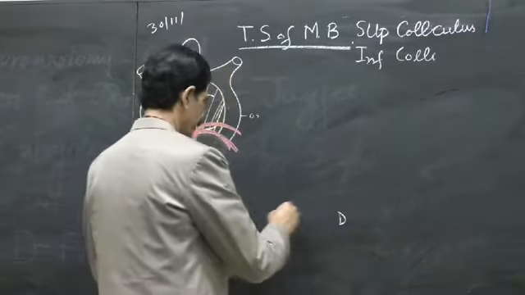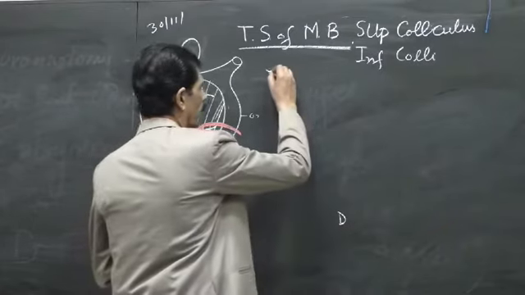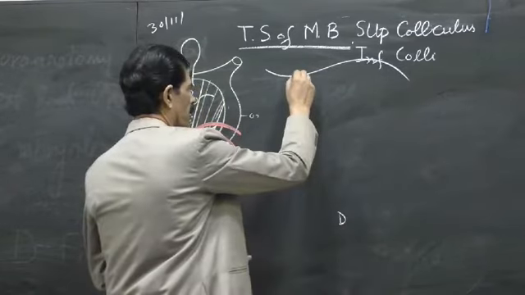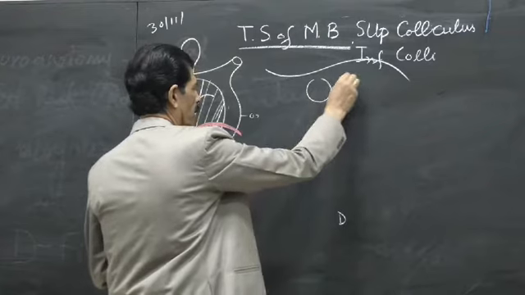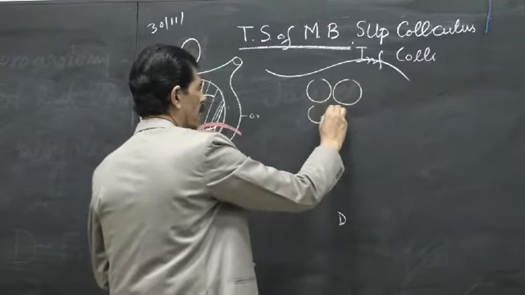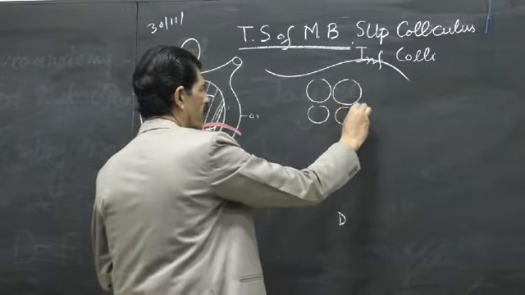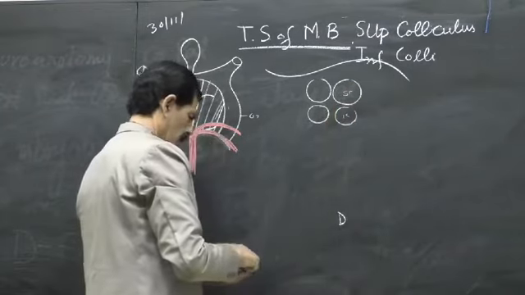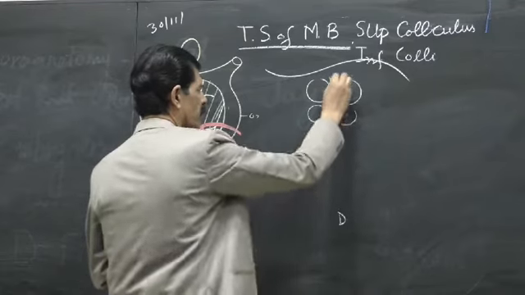Dorsally, what we see here, this is the end of the cerebrum, ventral aspect. Posteriorly, dorsally, there are the corpora quadrigemina, which are the large superior colliculi and the comparatively small inferior colliculi. And they are well separated by the cruciform sulcus.